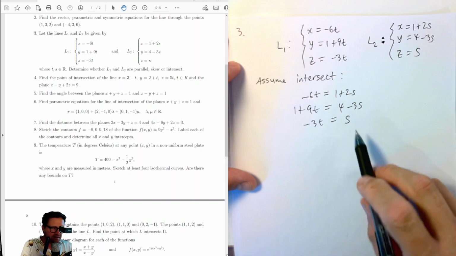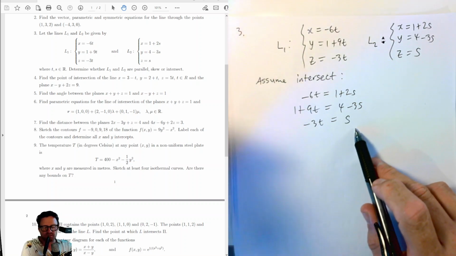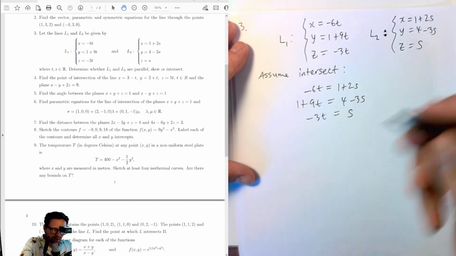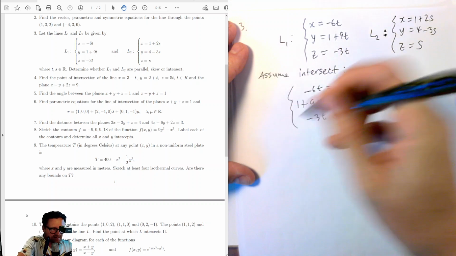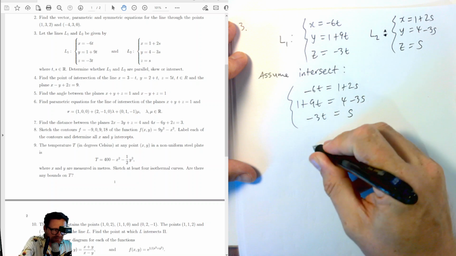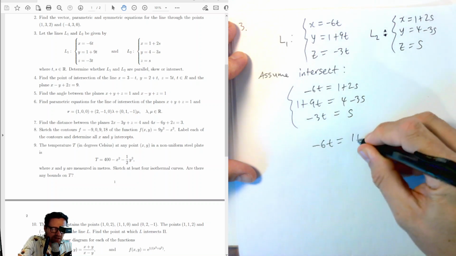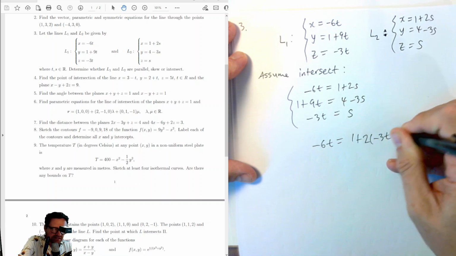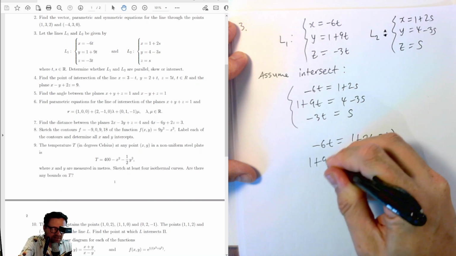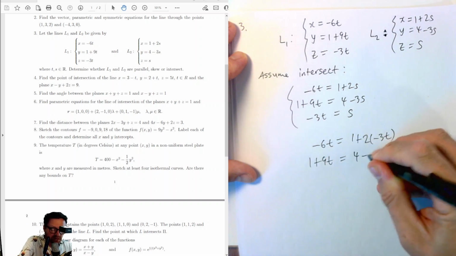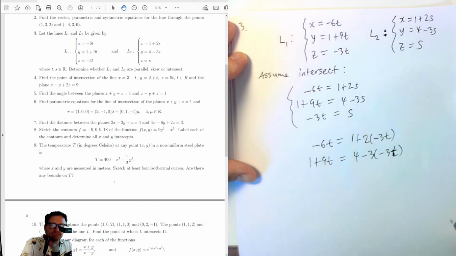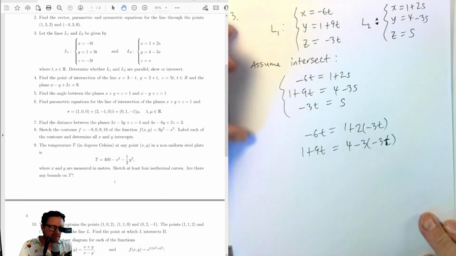So let's have a look. Now, from the third equation, we clearly have s is equal to minus 3t, so we can substitute that into the other 2 equations and write everything in terms of t. So this system gives another system, so let's write that here. Minus 6t is equal to 1 plus 2 in brackets minus 3t. Now if we do the same substitution in the second equation, we have 1 plus 9t is 4 minus 3 times minus 3t. Okay, so expanding and collecting like terms.